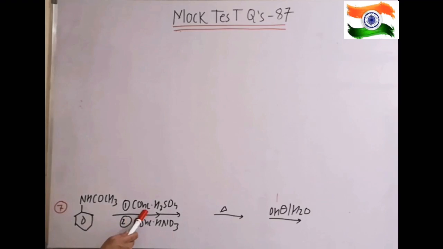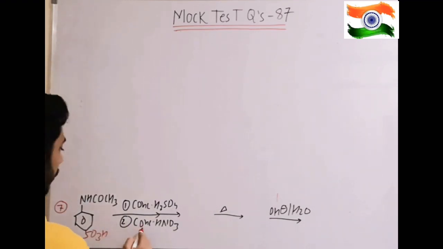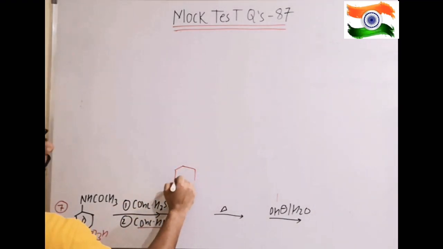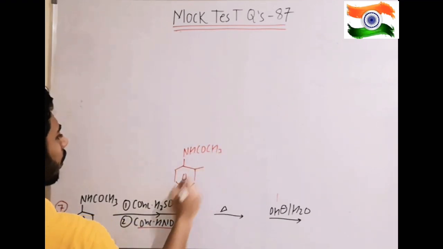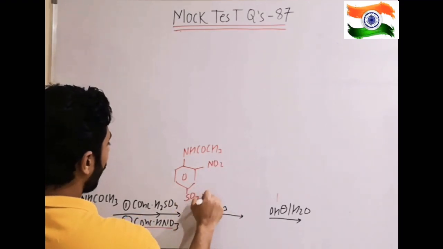So the first step is with conc H2SO4. Then the second step is with conc HNO3. After the first step with concentrated H2SO4, we know it is not dilute, it is concentrated. So clearly sulfonation takes place at which position? Para position. Here what group will be there? SO3H. After that, the next step is with conc HNO3, which means nitration. Now NO2 will go at which position? At the ortho position, because para is already blocked.